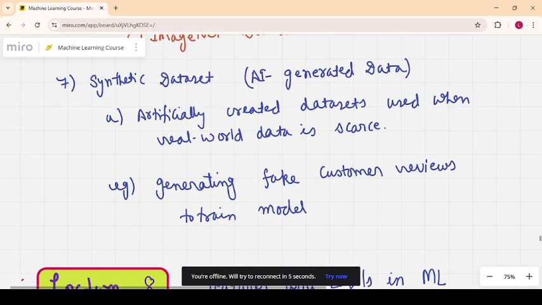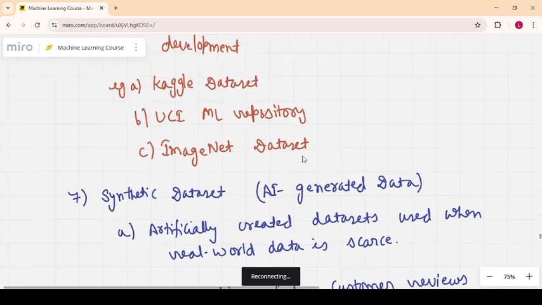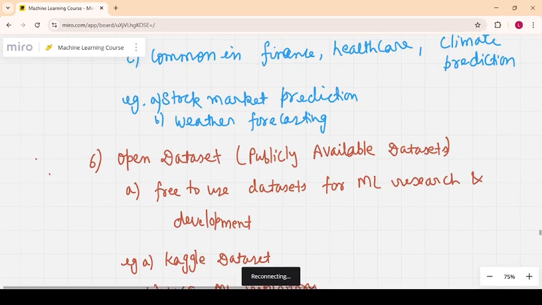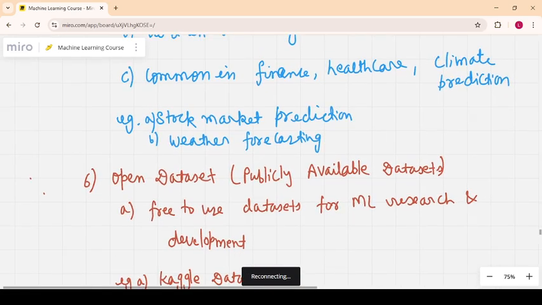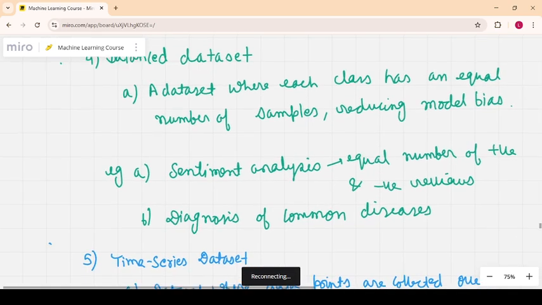So in this lecture, I discussed different types of data sets. First, training, validation and testing data sets, which are the core of machine learning. And I discussed open data sets and time series data sets, balanced and imbalanced, which are very important terms, and labeled and unlabeled data sets.